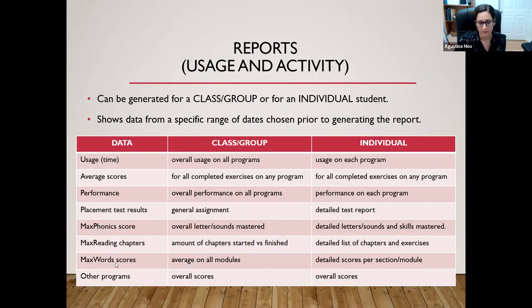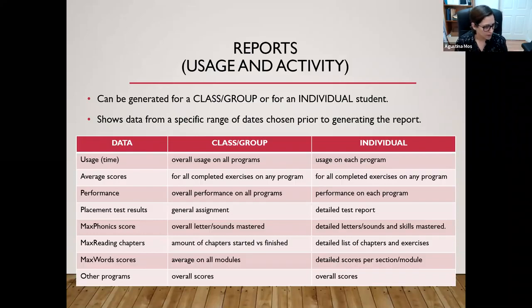And then the last thing that I listed here is the other programs, the extra programs, the ones that are at the bottom of the student screen. That is Max Music, Max Places, Max Bios, and Max Vocab. For all of those, you'll see the same type of information, whether you're on the class level or the individual level, and that's just going to be the average scores that the students get on the exercises that they finish.